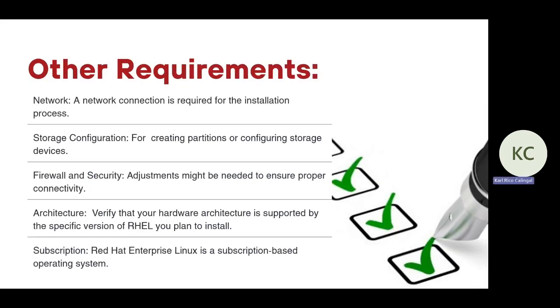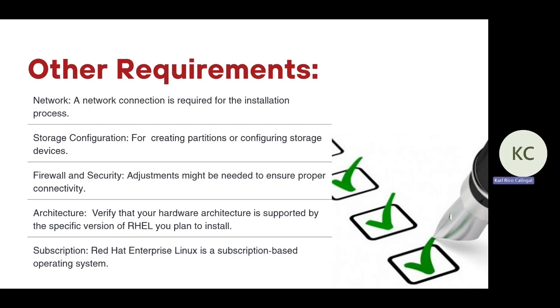Next, network connectivity. A network connection is required for installation process. This is important for downloading updates during the installation and for connecting to Red Hat subscription services. Next, storage configuration. Ito nakadepende to sa installation preference mo. You might need to configure storage options such as creating partitions or configuring storage devices in specific ways. This can impact the space requirements and installation processes.